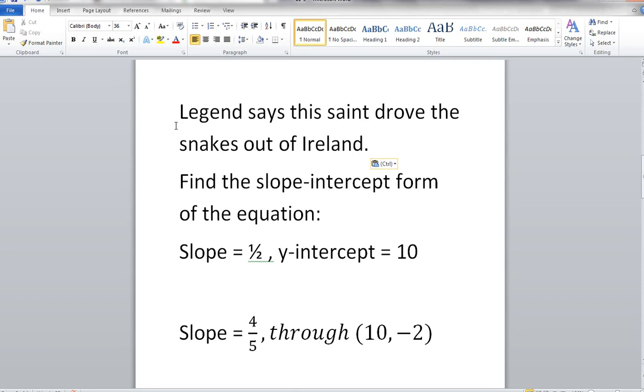Second one, easiest type of problem you're going to get this entire unit. When we take a test or a quiz and you have this on it, there's no reason anybody in this class should get that second type of problem wrong. All you have to do is replace, in y equals mx plus b, the m with whatever the slope is, which in this case is 1/2. And then replace the y-intercept with whatever the y-intercept is, which in this case is 10. And that's it. Number 2 is done after you do that.